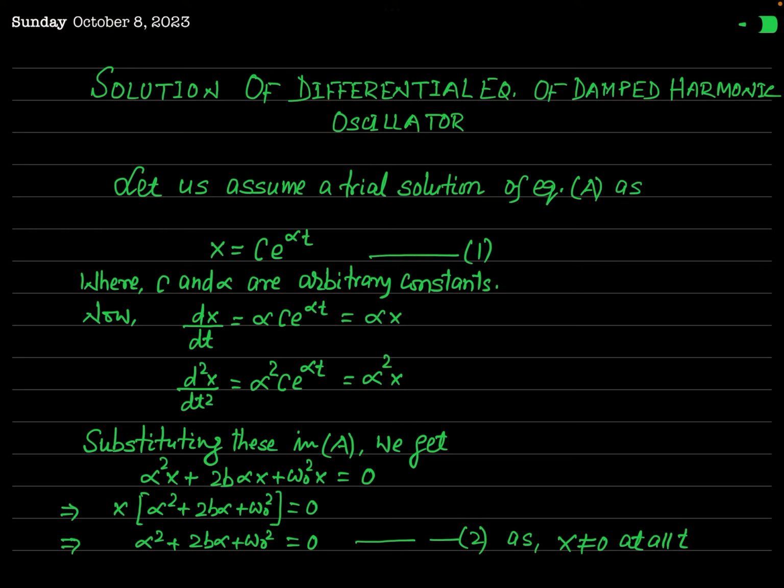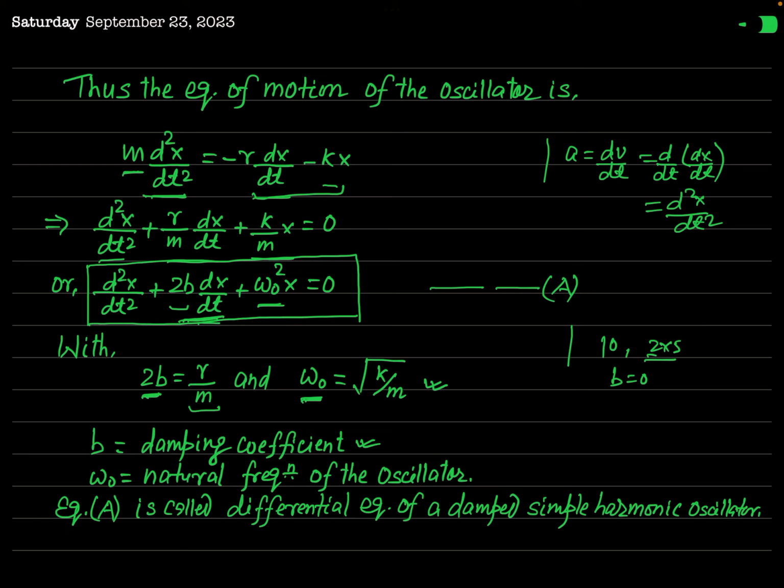So how can we solve this equation? Let us see the steps. We consider a trial solution, and that trial solution is given by x is equal to c times e to the power alpha t. You know, the solution of this equation will be x, and x we have defined like this, c times e to the power alpha t. Actually here, this c and alpha are both arbitrary constants. These constants have been assumed by the observer. So these are called arbitrary constants.